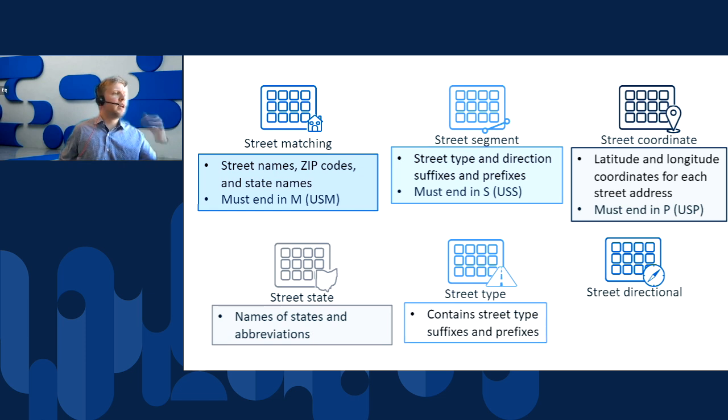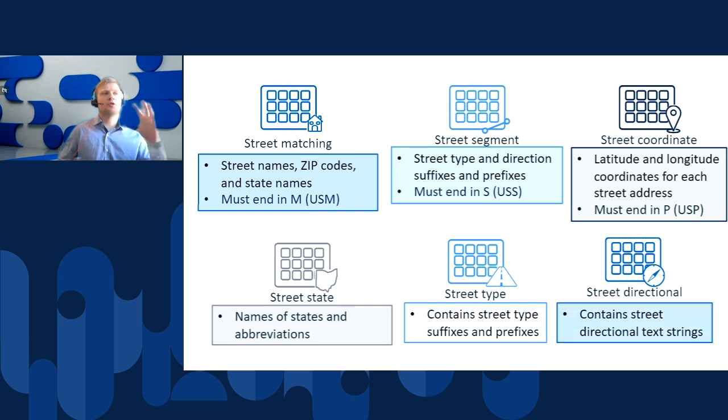The street type dataset contains data that can be used to standardize street type suffixes and prefixes. So you might think of a name like Main Street. Street could be spelled out as street. It could be written as STR, ST, but it all is referring to the same thing. So this dataset is what's used to standardize that.